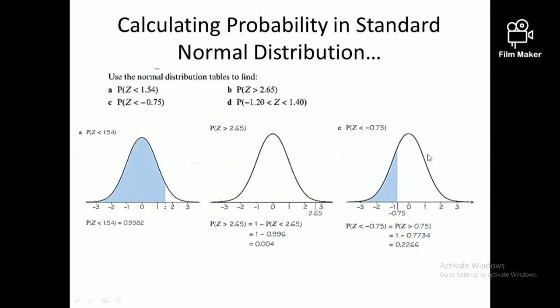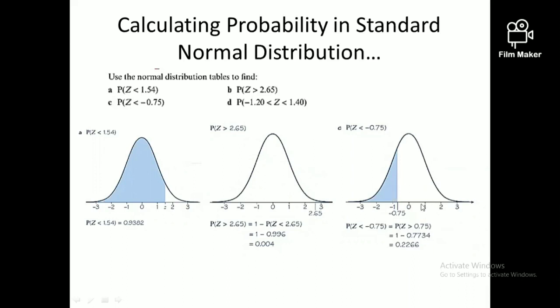You know that the total area is 1. Out of this total area, if you subtract the 0.75 below this area, you will obtain the area over here. Then this is probability of Z is less than minus 0.75. That is similar to probability of Z is greater than 0.75. If you draw 0.75 over here, these two areas are similar.